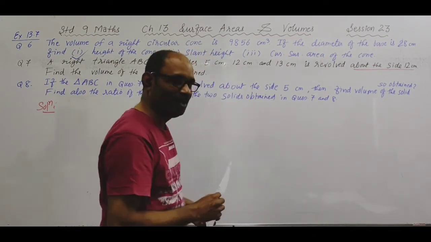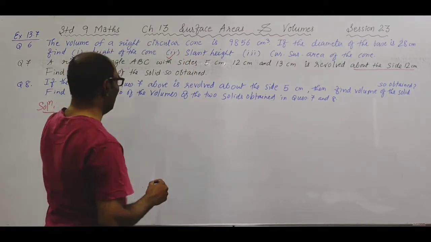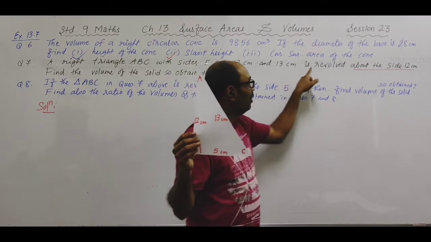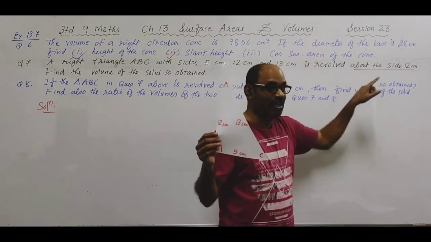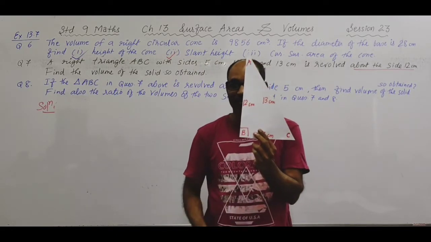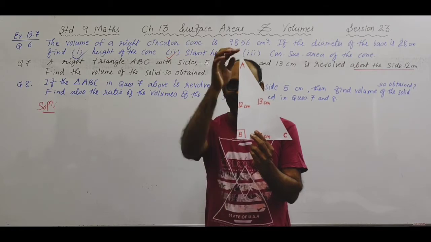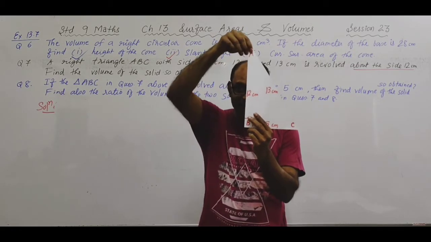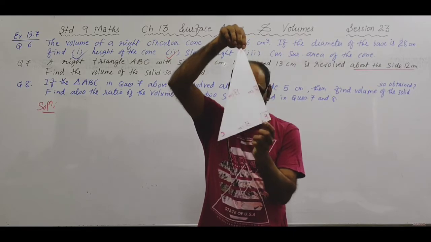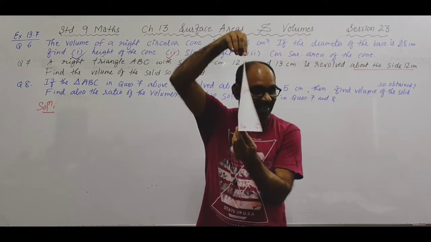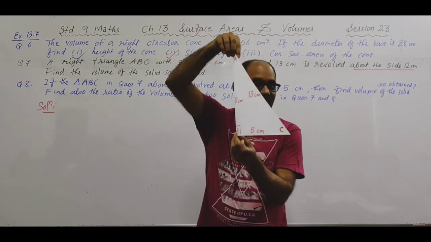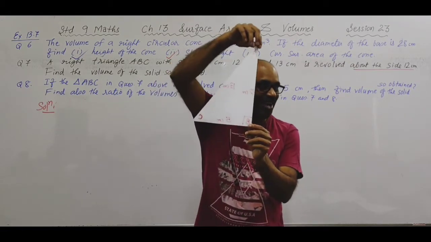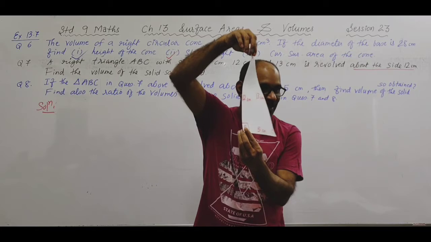Now children, a little bit of imagination. In a right triangle ABC with sides 5 cm, 12 cm, it is revolved about the side 12. Tell me which side is 12? Okay, here I've put a wire, and then I am rotating this. I'm revolving the triangle. Just understand that a miracle is happening here. As you revolve it, the solid keeps forming.